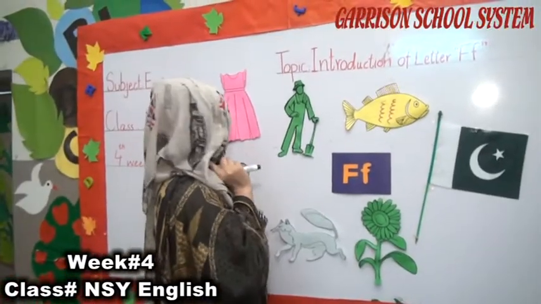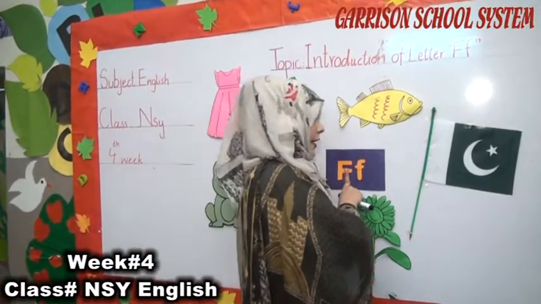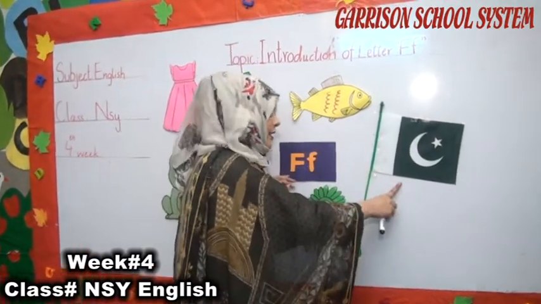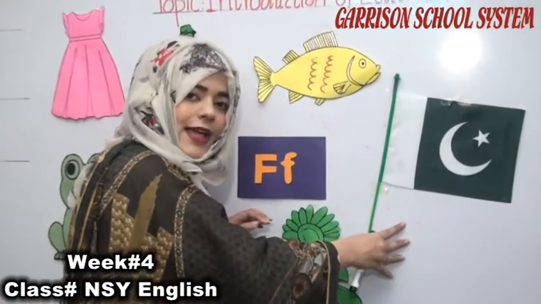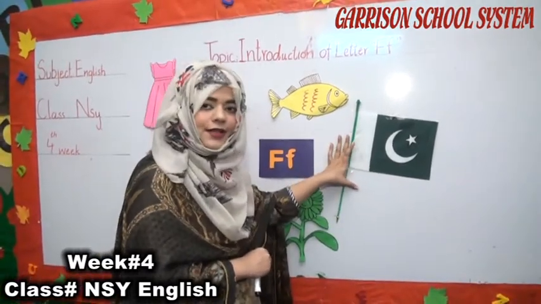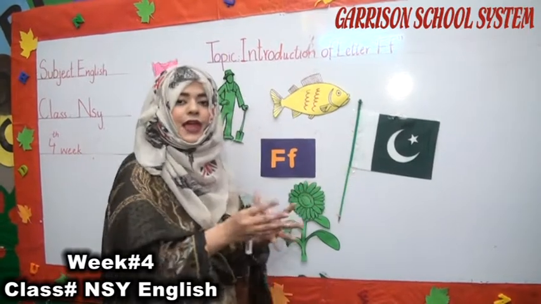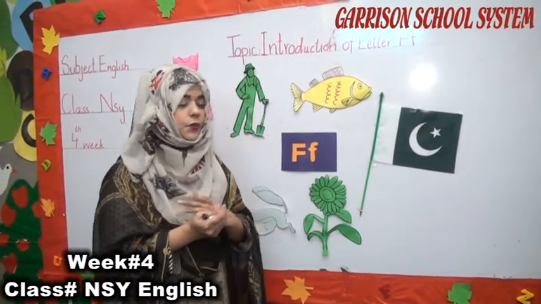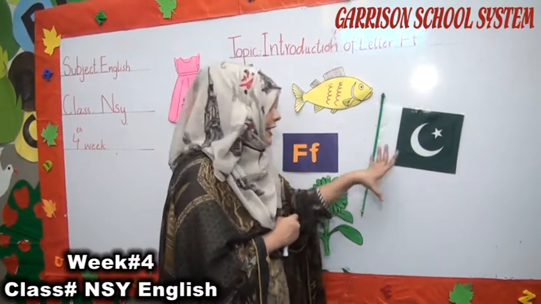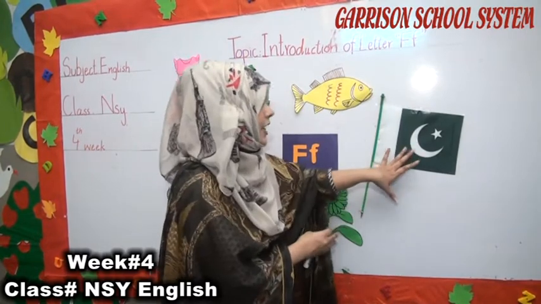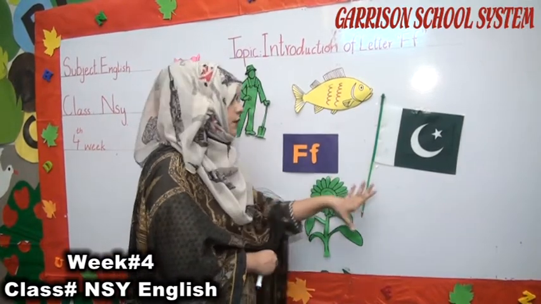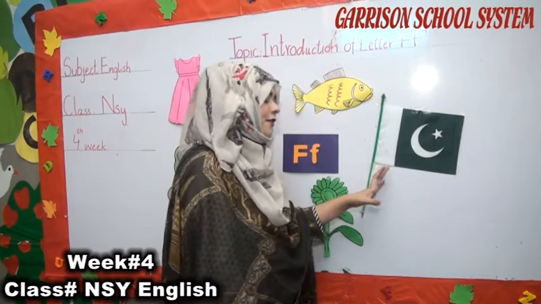Now we'll move towards the second word. F, flag. You know it's our national symbol, the flag. Every country has a very different kind of flag. We represent our country with this flag. This is our country's flag. It's green in color, it's very beautiful, it has a star and moon in it. So F, flag.